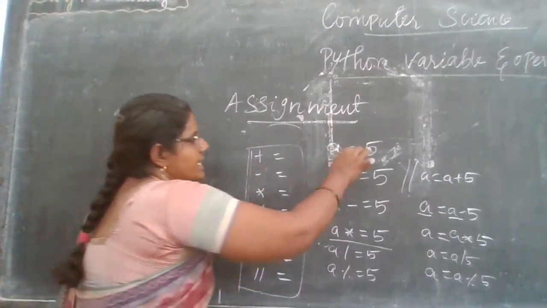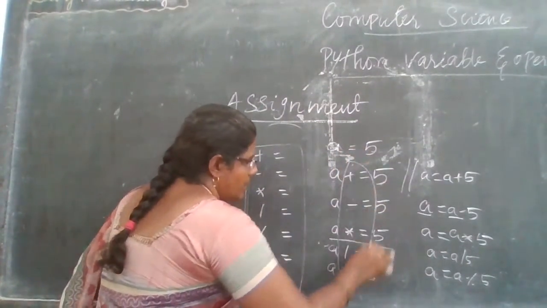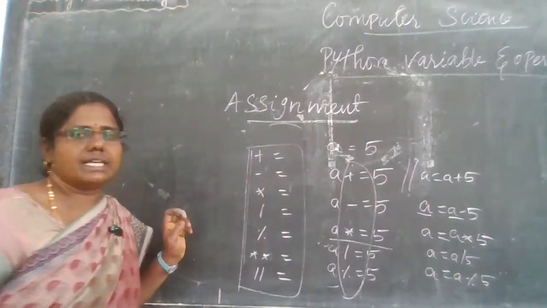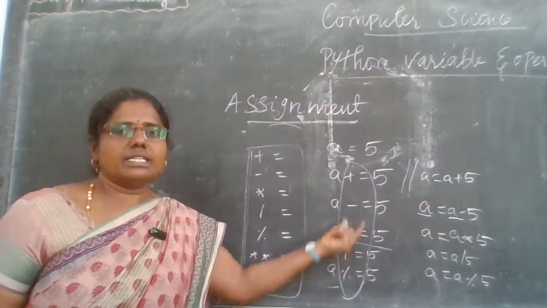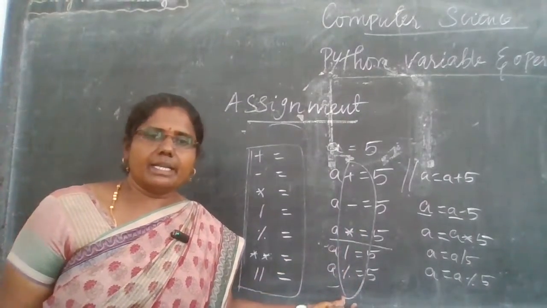It is called a shorthand assignment operator. These operators are called shorthand assignment operators. It's a brief form; we write it shortly like this. So only it's called a shorthand assignment operator.